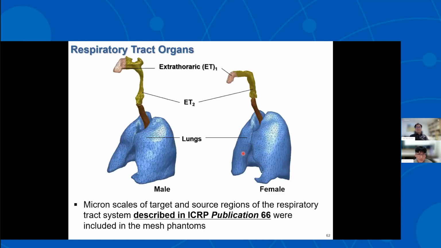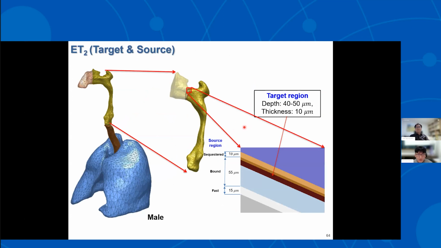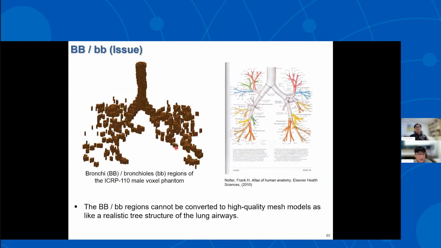And also micron scale target and source regions of the respiratory tract system described in ICRP Publication 66 were also included in the mesh phantom. Again, the same approach using the offset function was applied for the ET1 region and also the ET2 region. Meanwhile, the bronchi and bronchioles, so the large BB and small BB regions, actually could not be directly converted to a high quality mesh model like a realistic tree structure of the lung airways.